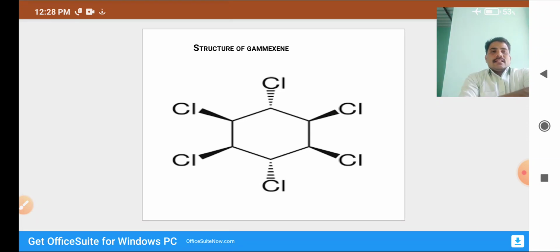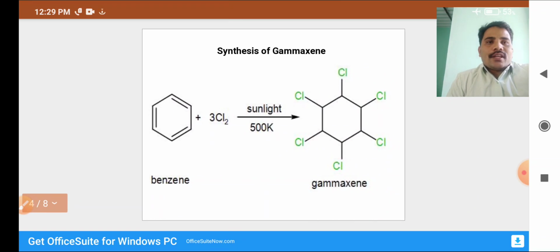The compound contains a plane of symmetry and a center of symmetry, with all six carbon atoms attached in the ring. There is no alternating double bond. That's why it is incorrectly called benzene hexachloride. It is just a common name.